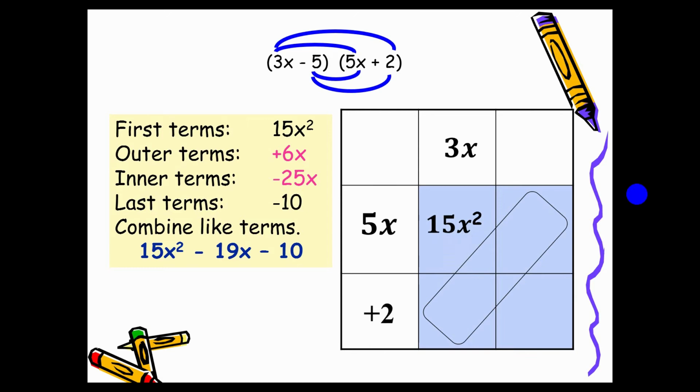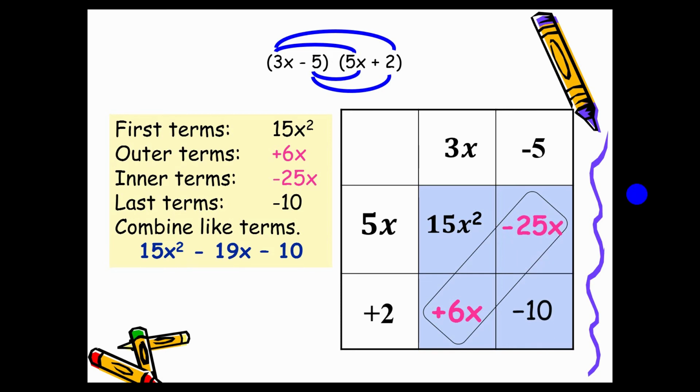5x times 3x is equal to 15x squared. Next, the outer terms, 3x times 2, which is equal to 6x. Then the inner terms. The inner terms here are negative 5 and 5x. When you multiply this, it will become negative 25x. Then the last terms. Negative 5 times 2, which is equal to negative 10. After this, we will combine like terms.